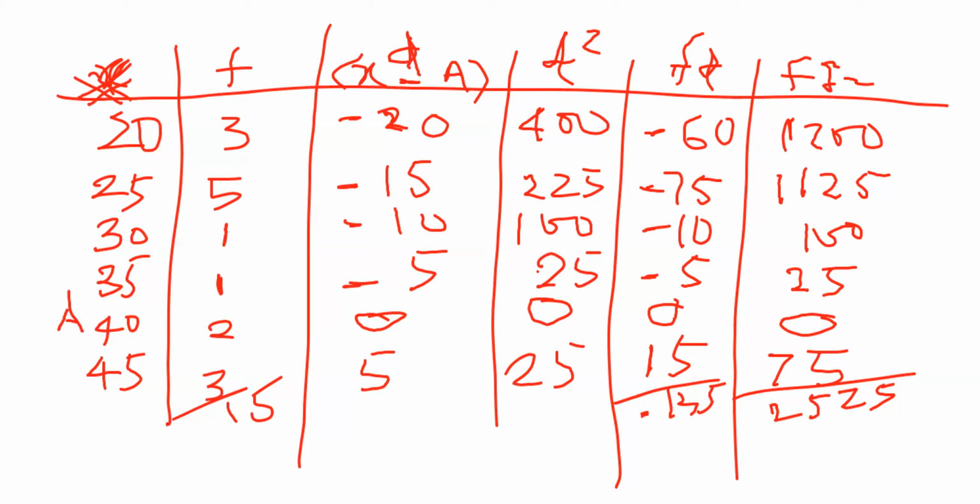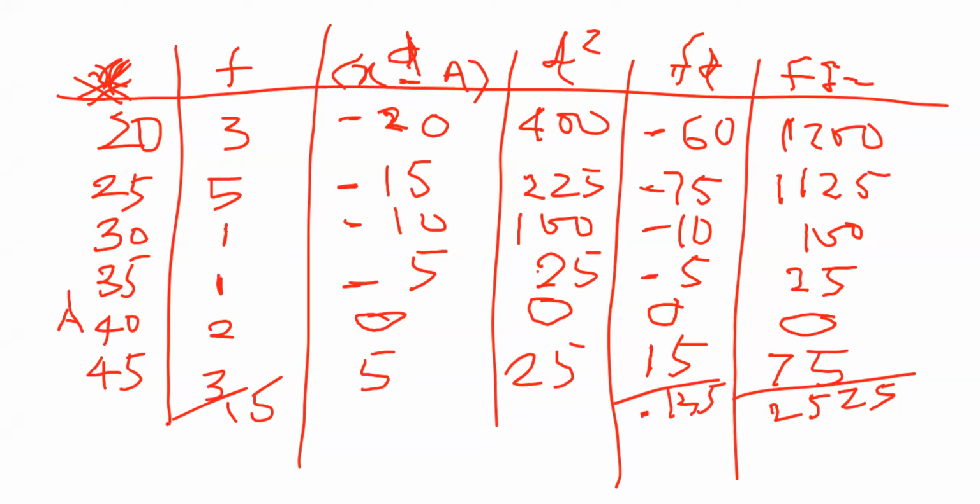Copy. All we need now is the frequency total, which is 15, the FD column, which is minus 135, then FD square is 2525. That is how to find variance using the assumed mean approach. Sometimes, like I said, they can give you the assumed mean yourself, or you decide to choose among the variables which one should be the assumed mean. Is it clear?